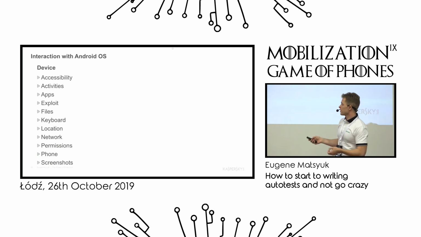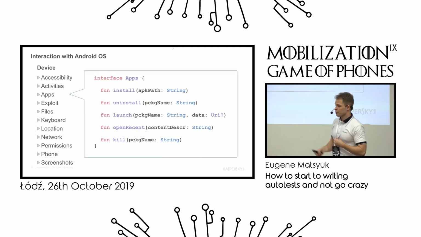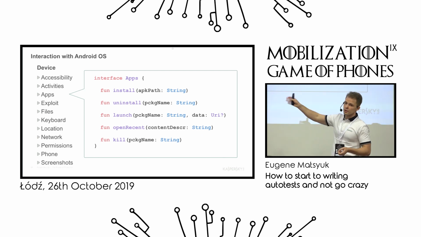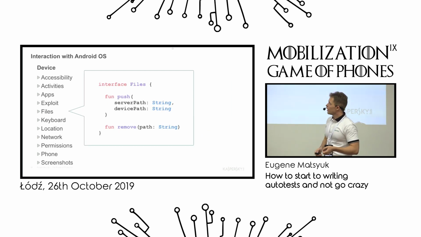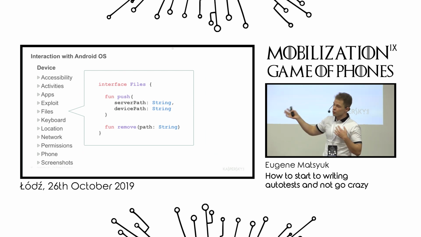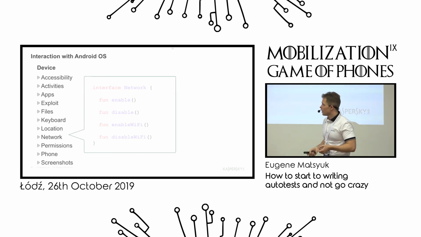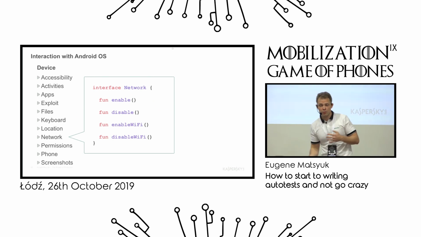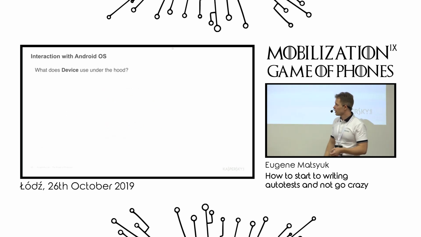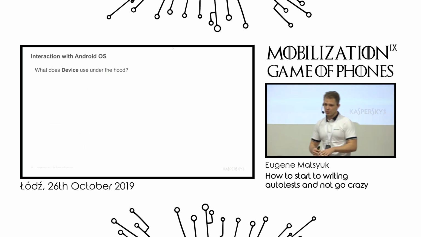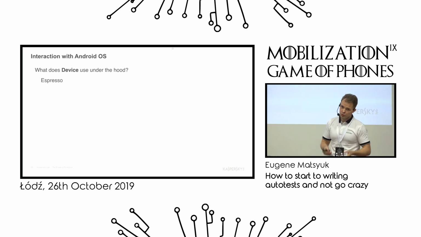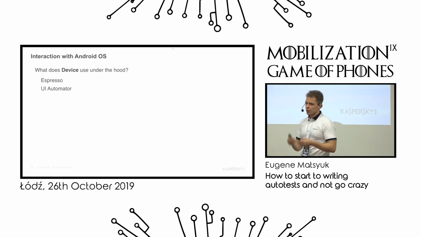So have a glance at some interfaces, for example, the apps interface where you can install, uninstall, and launch an application. Now the files interface where you can push and remove files. Network, where you can enable and disable internet and something else, and others. But what does the device use under the hood? First of all, it's Espresso, but you know that Espresso is too limited to provide such things. That's why we also use UI Automator and ADB.